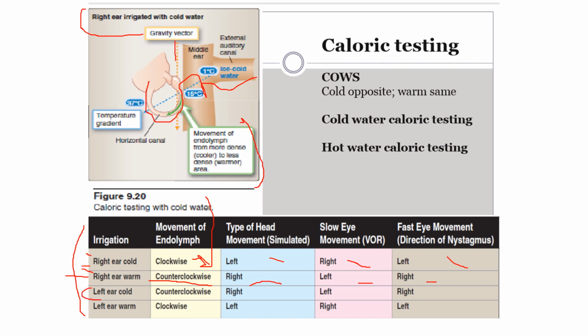Left ear movement of the endolymph would be counterclockwise for cold, clockwise for warm. Okay, so you could see here that it's simulating for cold, left ear cold would be simulating right head movement.